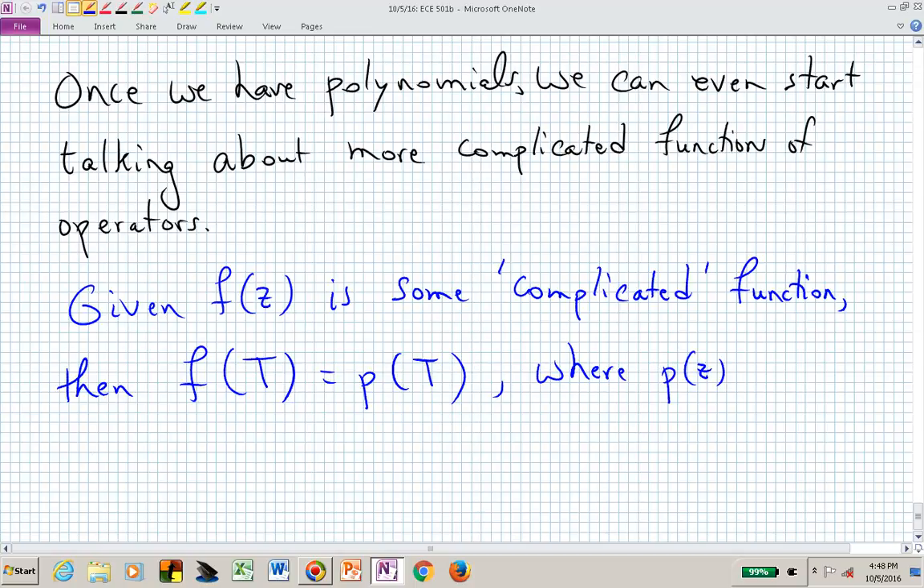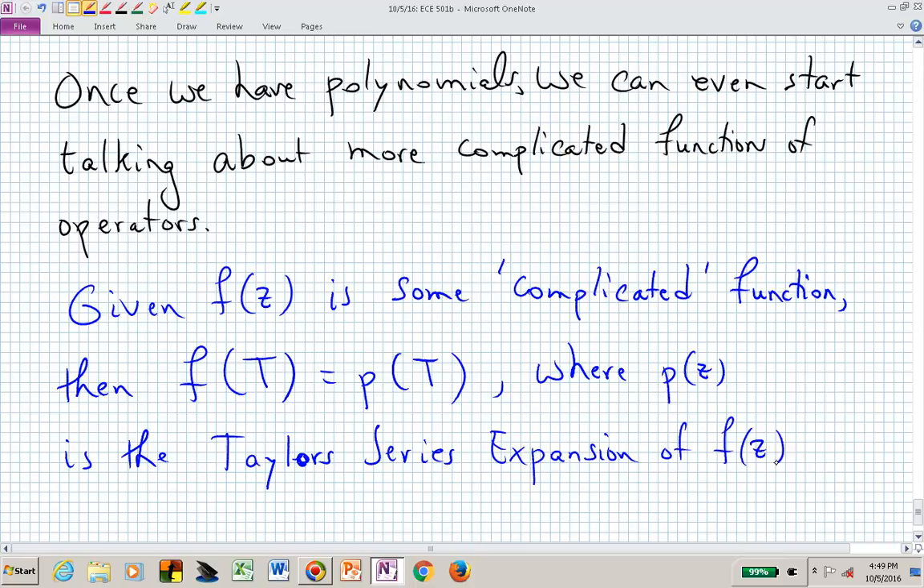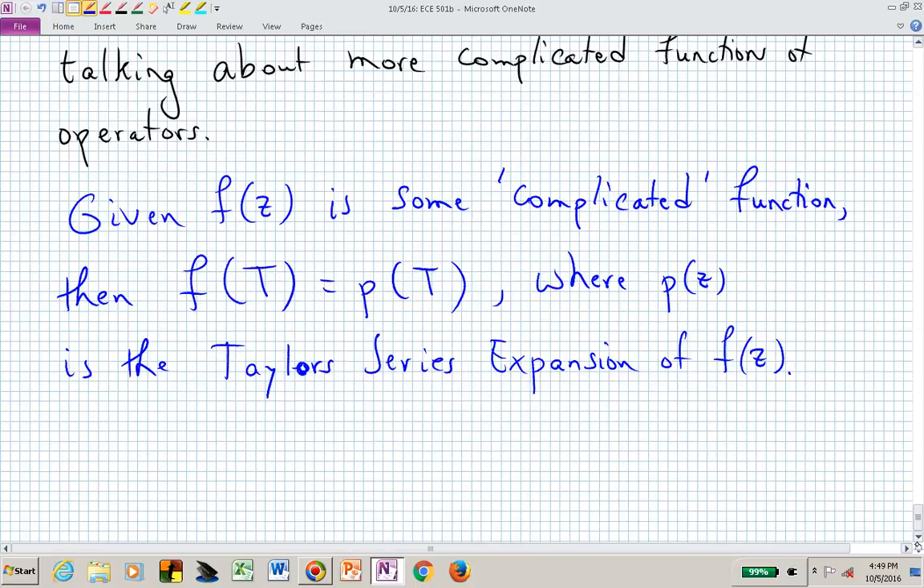Where p of z is, let's say, the Taylor series expansion of f of z. So if you give me some complicated expression or function, I'm going to try to rewrite that as a polynomial expression, and I can generate that polynomial expression to approximate that complicated function by means of a Taylor series expansion.